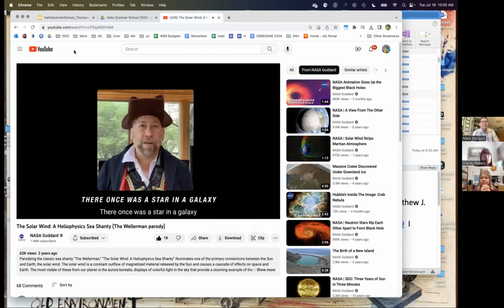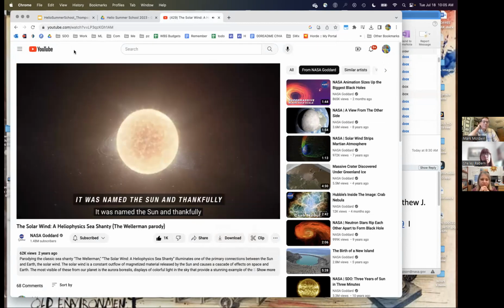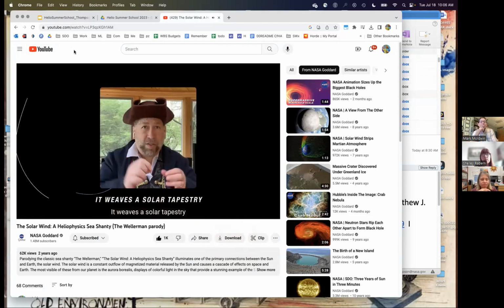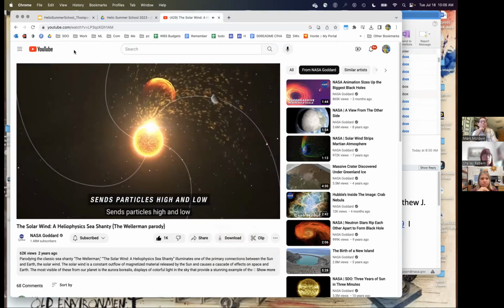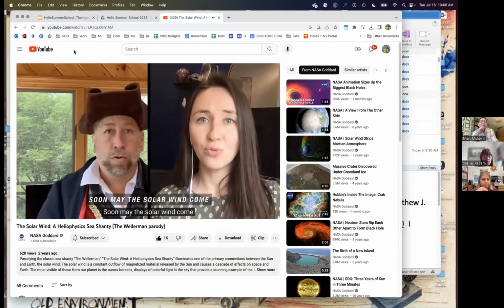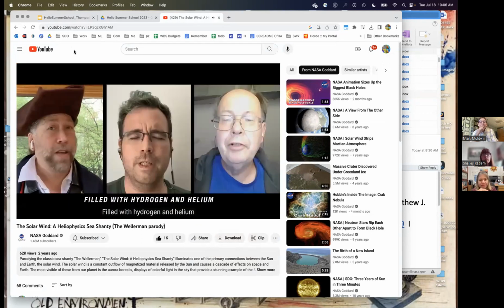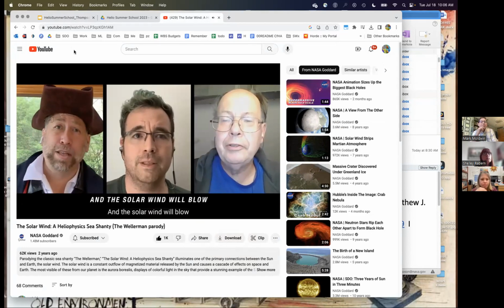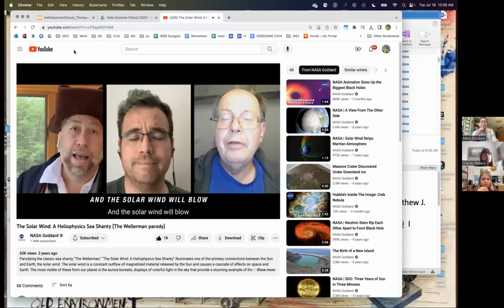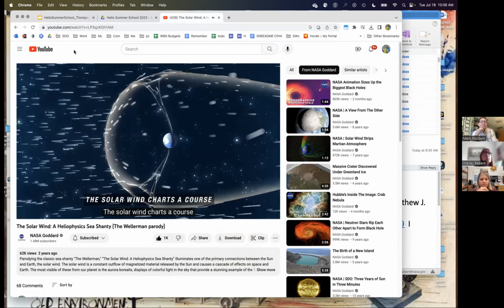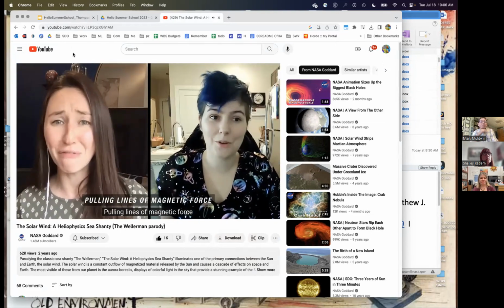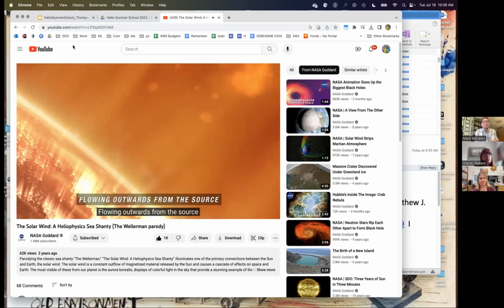There once was a star in a galaxy, it was named the sun, and thankfully it weaves a solar tapestry, since particles high and low. Soon may the solar wind come to bring us plasma and magnetism, filled with hydrogen and helium, and the solar wind will blow. The solar wind charts a course, pulling lines of magnetic force, flowing outward from the source, throws particles to and fro.